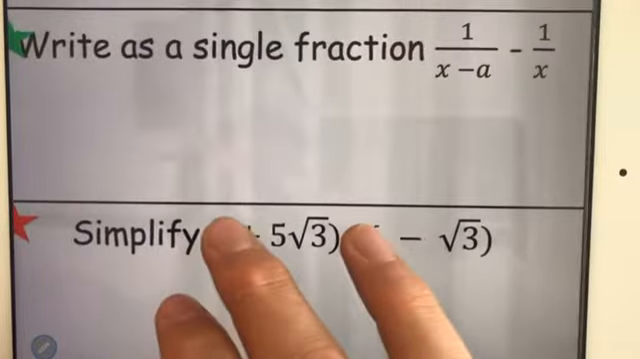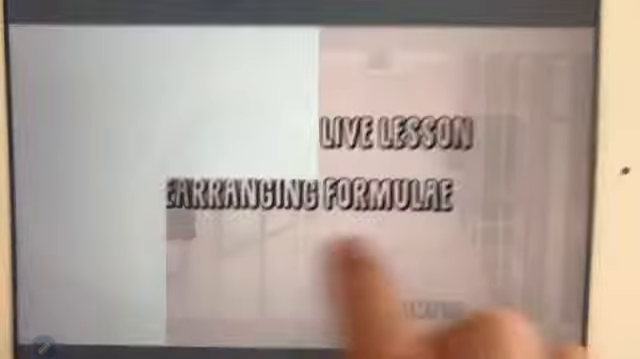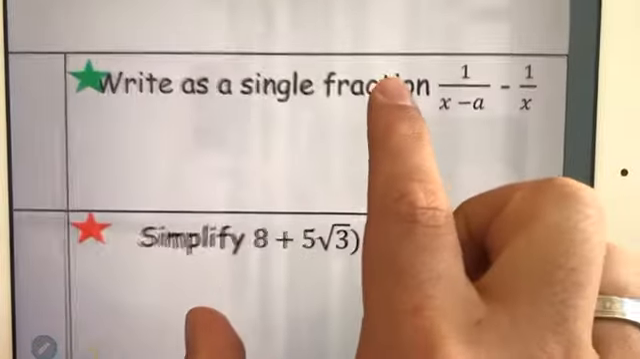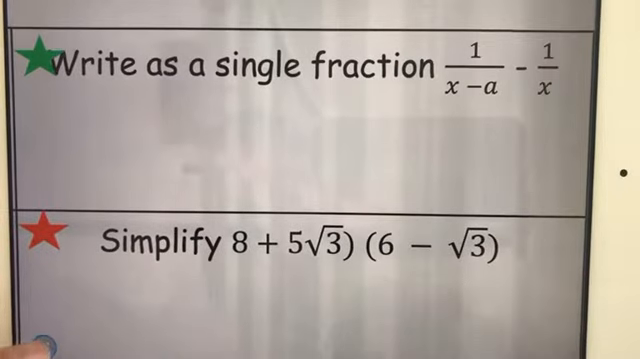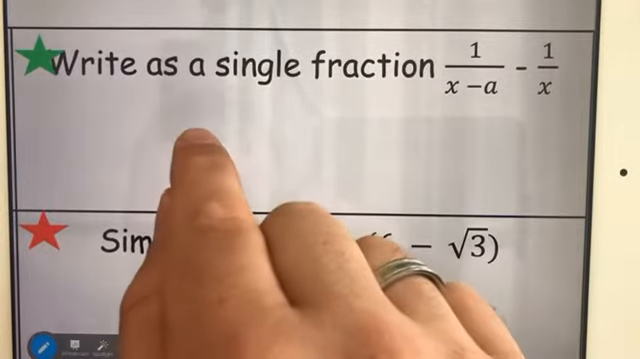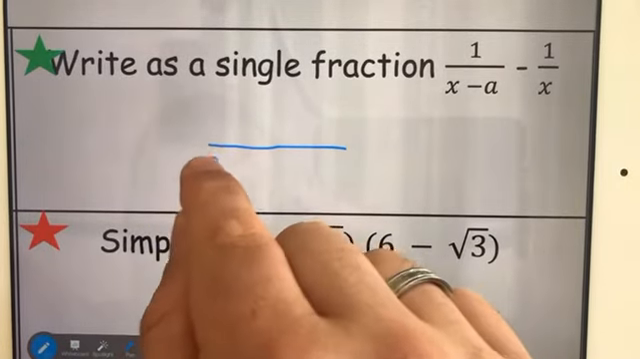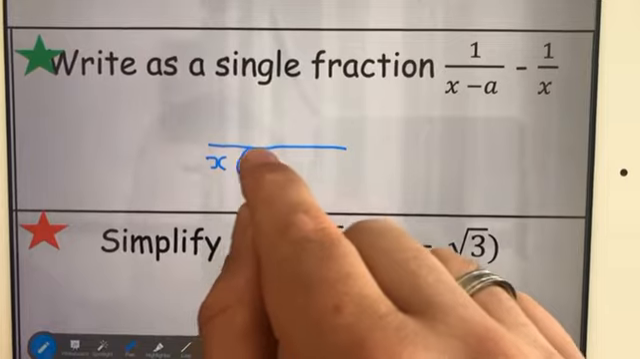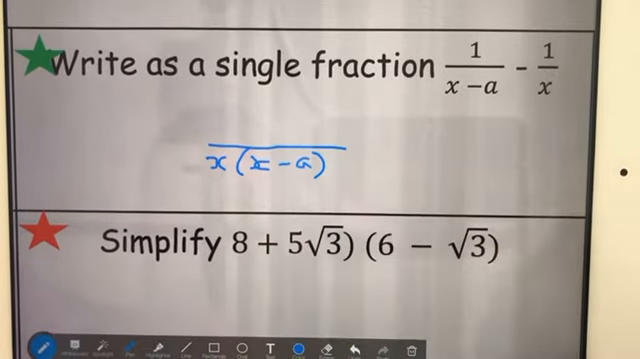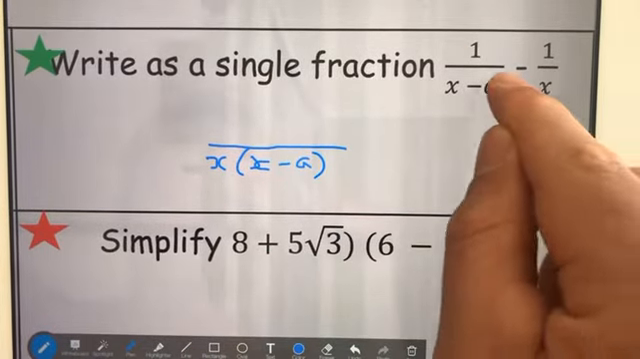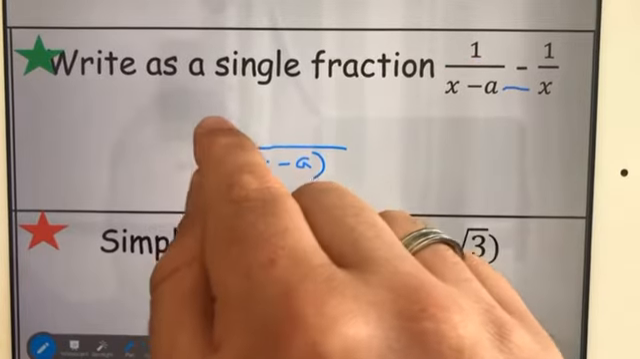So write this as a single fraction. So it is the same as when we do adding and taking away fractions. Exactly the same topic. So what we normally do, we cross multiply. So I'm going to multiply the two bottom ones together. X take away a times by x.